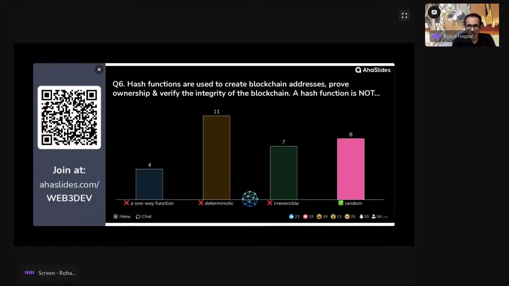Okay, a minority got this right. So why do we say that it's not random? Because it is not random. It is going to be the same every time for a given input because we are following a predefined mathematical algorithm. So every time that you give it the same input, you have to get the same output. So it cannot be randomly generated. It follows a mathematical algorithm.